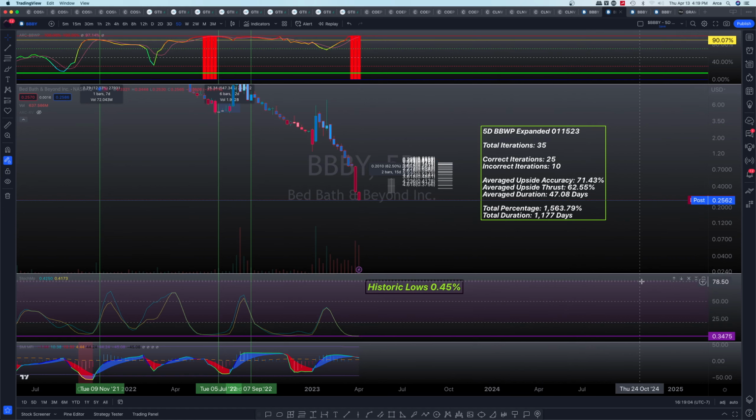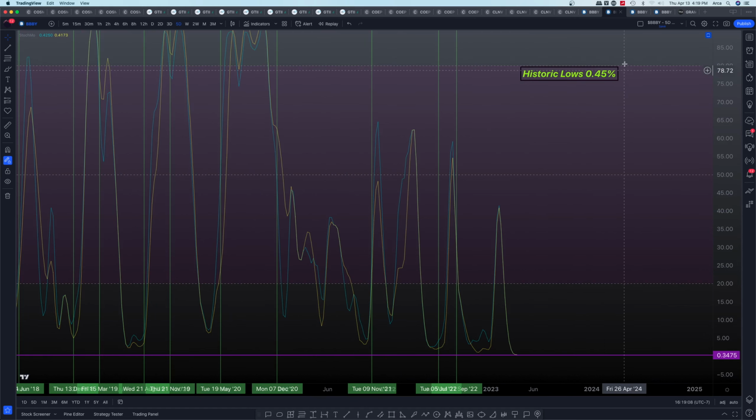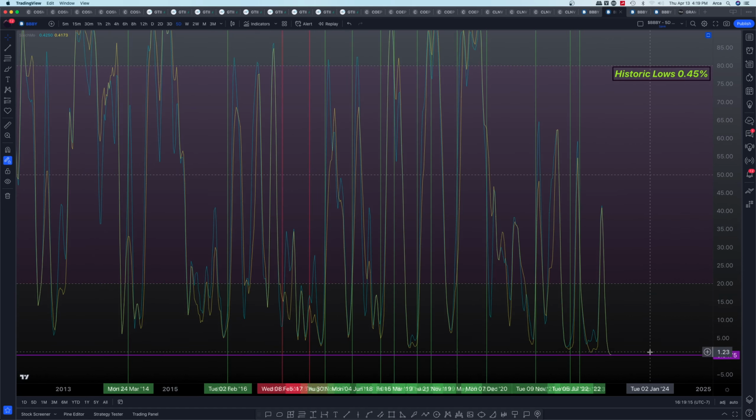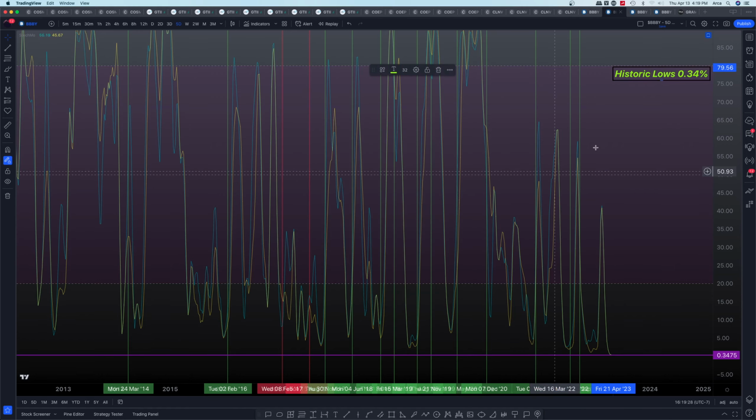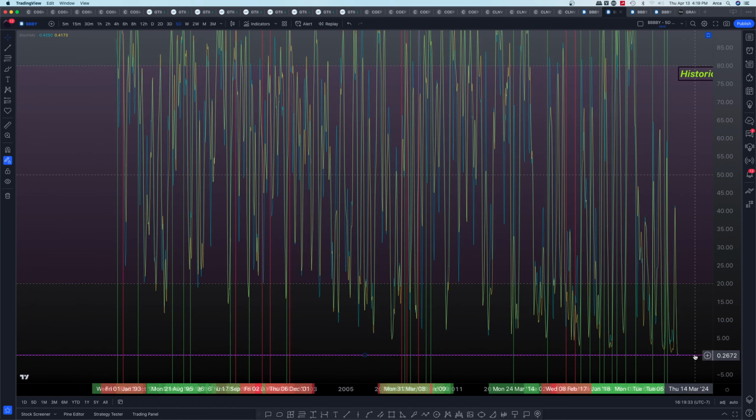But there is something very interesting to look at here. The historic lows note that you see here is not 45%. That means this is where we are right now, right at this position. Sorry, I don't know why I wrote it as 45. It's actually supposed to be 34, just like this. And that 34% is historically the lowest that, check it out.